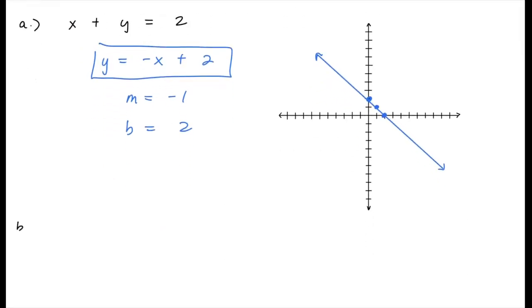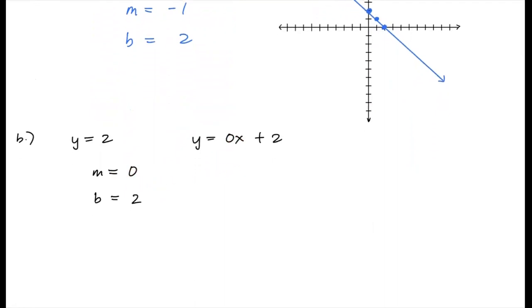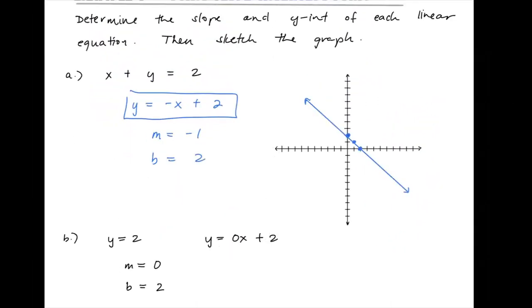For b, y is equal to 2. So here, notice that there's no x, so that means that the slope is 0, and that means the y-intercept is 2, because we could rewrite this as y is equal to 0x plus 2, because remember 0x, that's just 0. So the number in front of the x is still 0, so the slope is 0. So this is one of those unique situations that students tend to forget about.